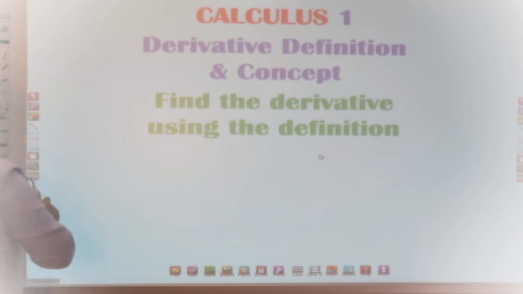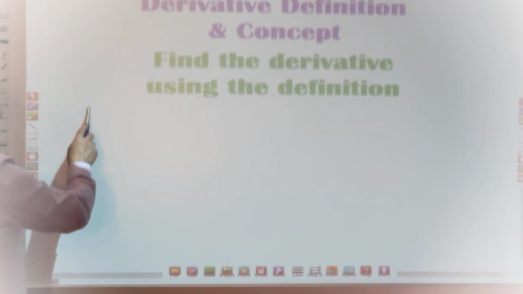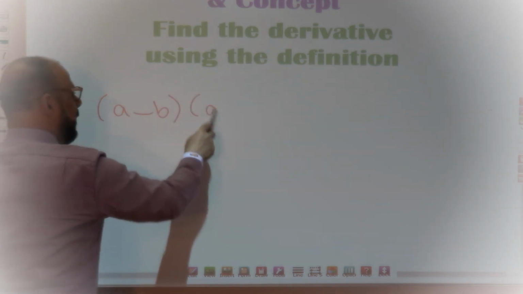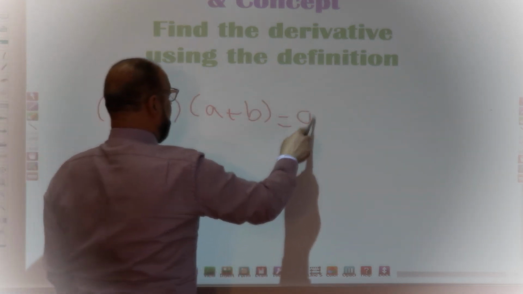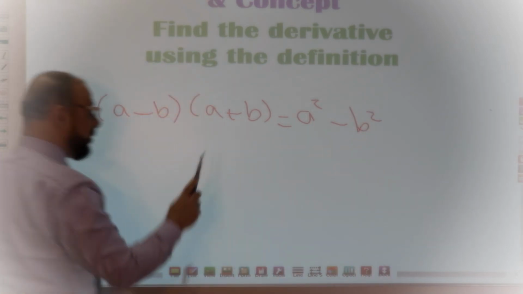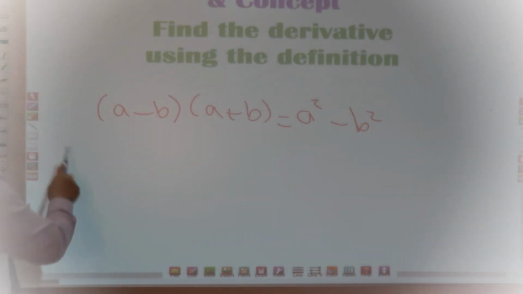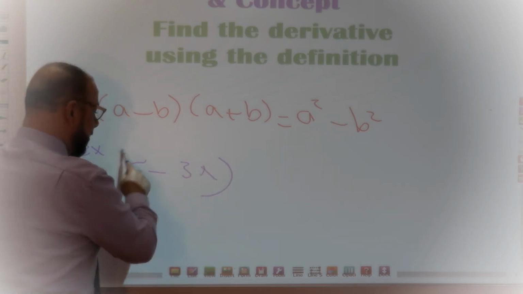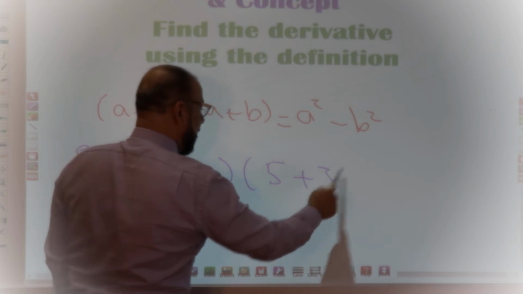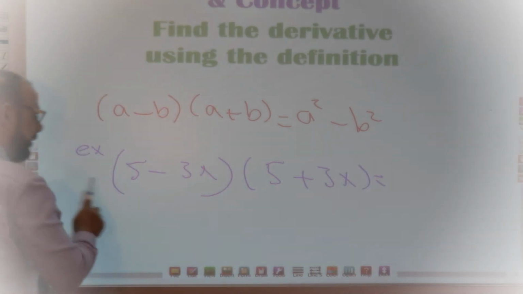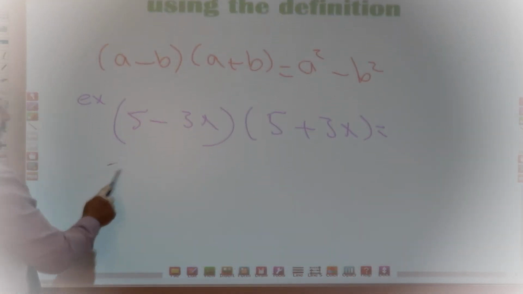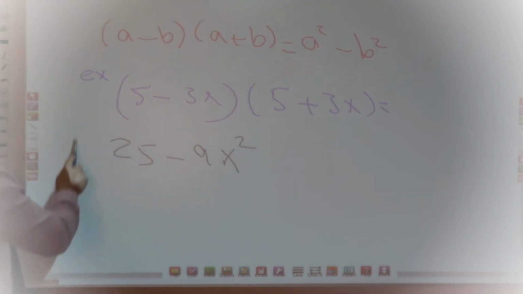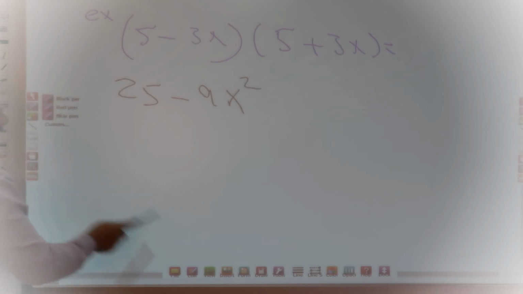Okay. Now, I have to tell you something. You remember A minus B times A plus B, what does this equal? This equals A squared minus B squared. In calculus, you have to be able to know this. Like examples, 5 minus 3x times 5 plus 3x equals what? Yeah, guys, equals 25 minus 9x squared. Good. How about this one?